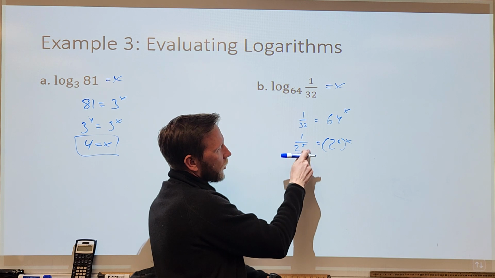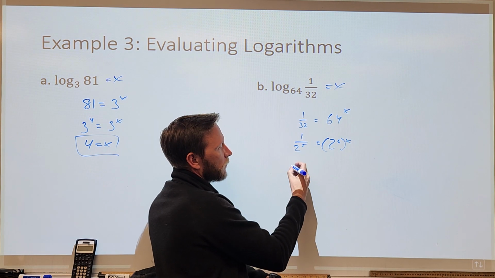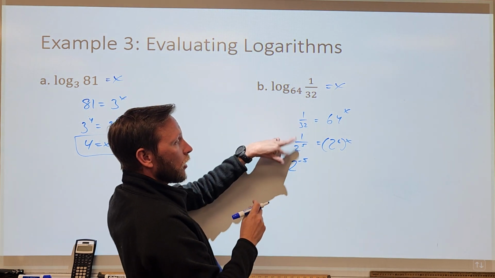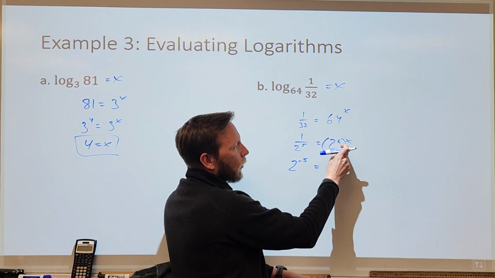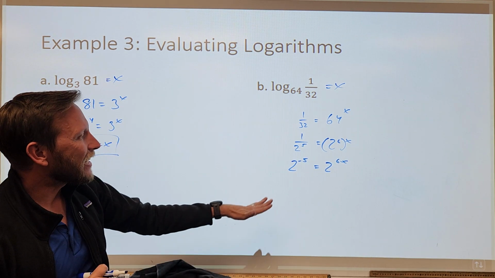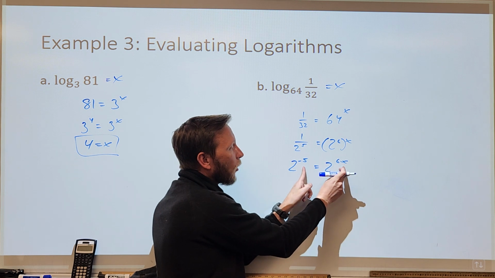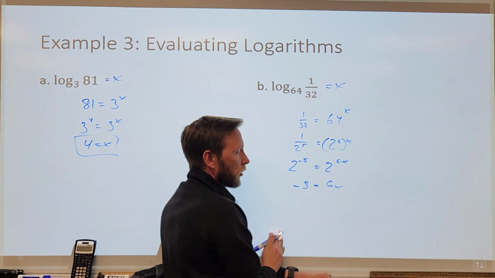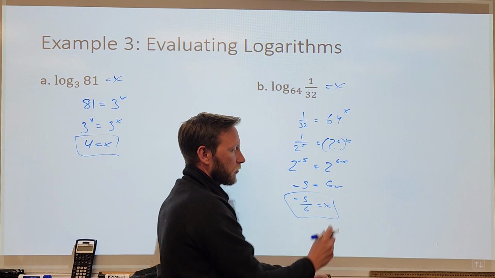So this right here, this 1/2 to the 5th, is the same as 2 to the negative 5th power, right? We know those rules from Algebra 1, those rules of exponentiation. If we have a power to a power, that means we multiply those exponents. So this means that 2 to the negative 5th is equal to 2 to the 6x. Since these bases are equal, these powers have to equal each other, which means that -5/6 is equal to x. All right?